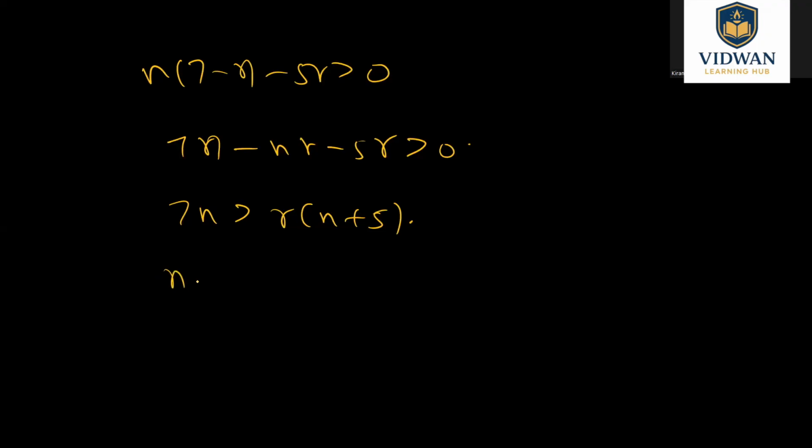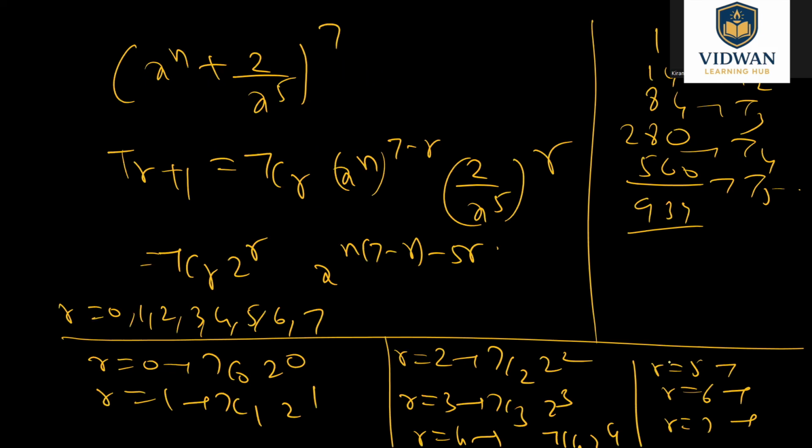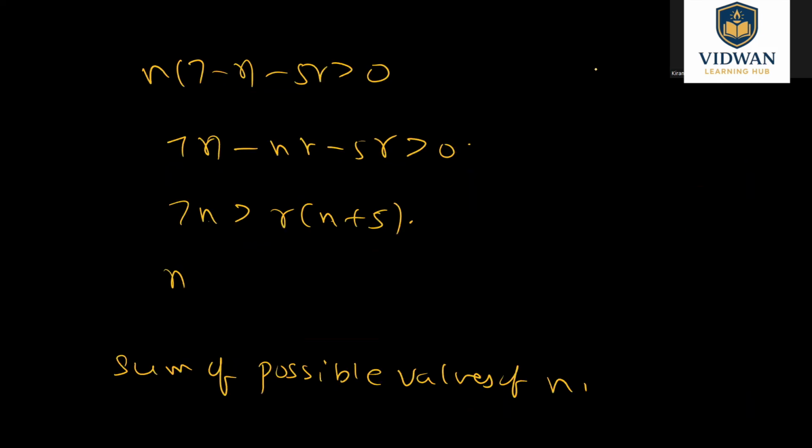Which value of n will satisfy this, you check. The value would give you 7 into 2 here. And here 7 will cancel. So r less than 2 you will get in that case. But they ask you sum of possible values of n. So for which terms did the sum add to give you 939? For r equal to 0, 1, 2, 3, 4, 5. Because for these values of r only it happened.